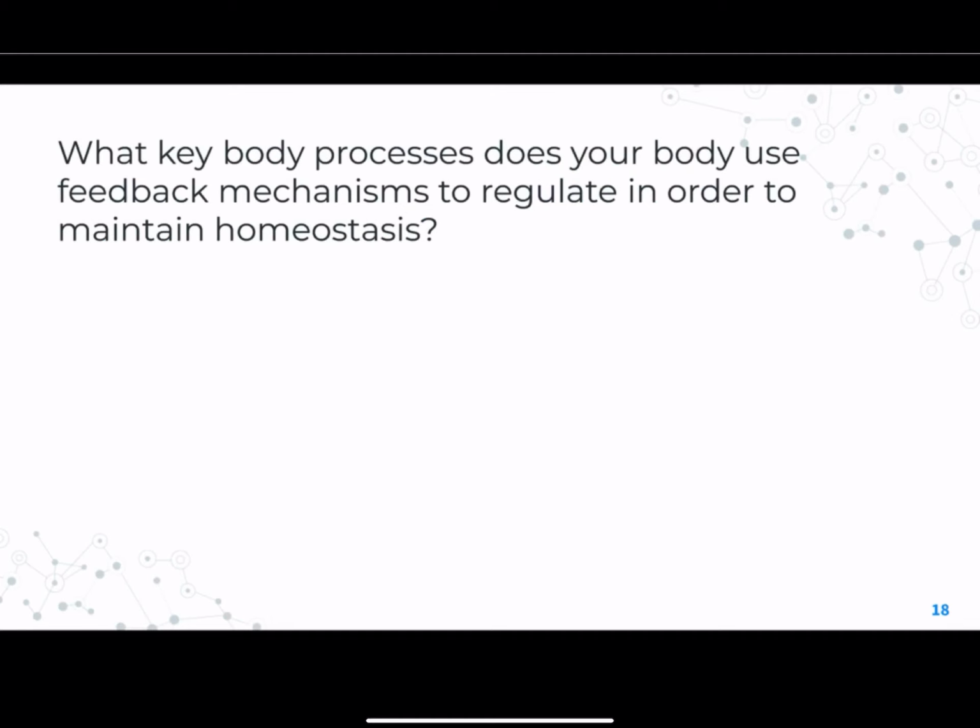Quickly, let's brainstorm different scenarios in which we could talk about these different things. So what are some body processes that your body might use a feedback mechanism for? We talked about one in the beginning. We talked about body temperature. That's one. If your body temperature is too high or too low, your body's going to respond.